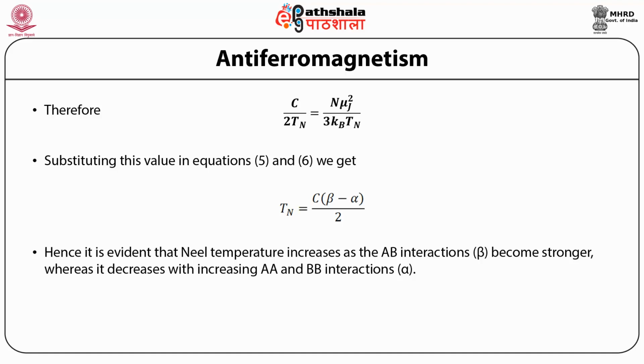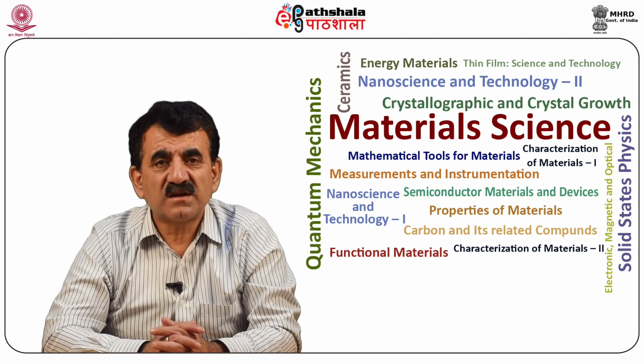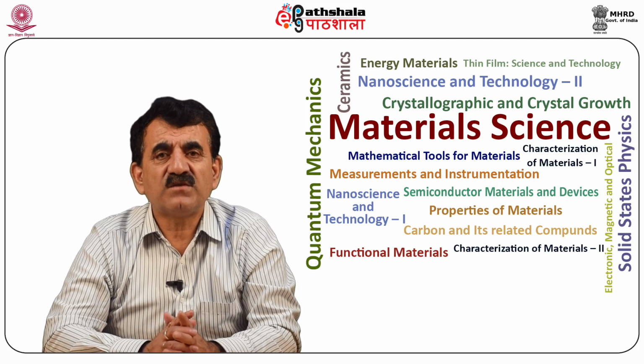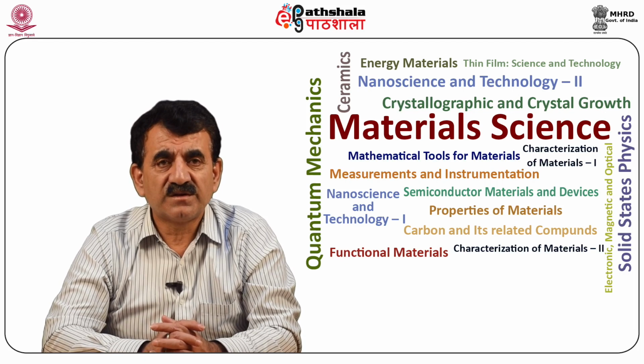Also, this is important. If we plot the graph between susceptibility versus temperature, on the x-axis it is temperature, on the y-axis it is susceptibility, then the difference between ferromagnetism and antiferromagnetism is that there is an enormous increase in ferromagnetic susceptibility obtained at the Curie temperature. So students, let us now summarize what we have learned in this module.